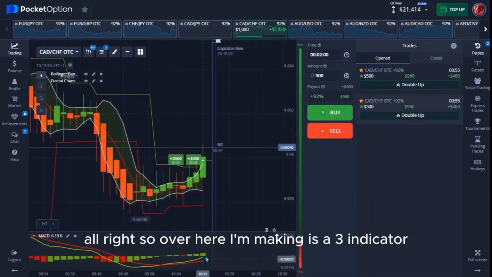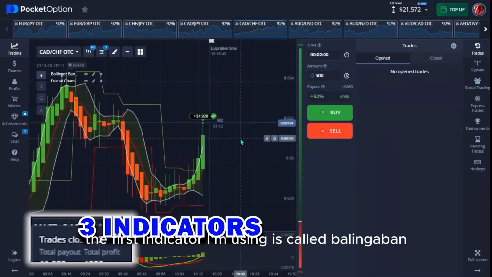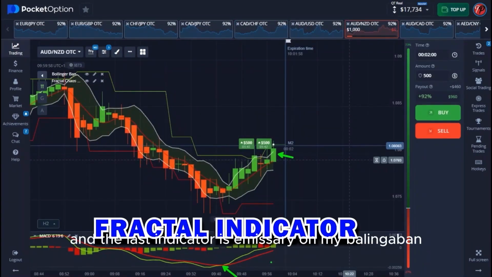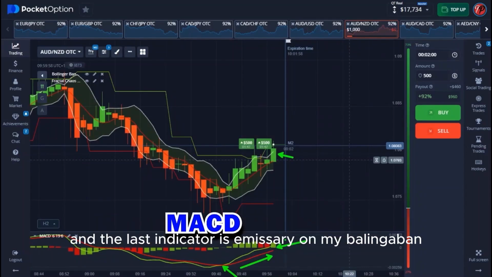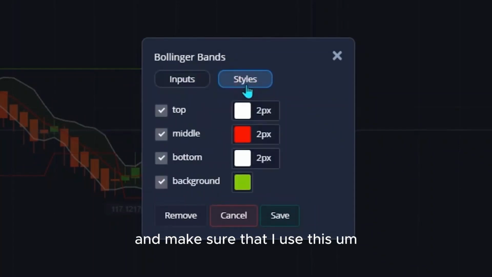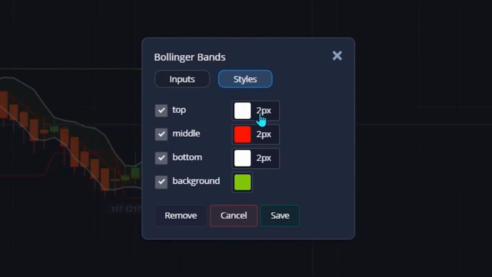All right, so here I'm making use of three indicators. The first indicator is called Bollinger Band, the second indicator is Fractal, and the last indicator is MACD. On my Bollinger Band, the period is 6 and the deviation is 1.3. On the styles, I make sure that I use this color combination, and I set all my lines to 2 pixels. That's pretty much all you have to do. When you're done, you hit save.